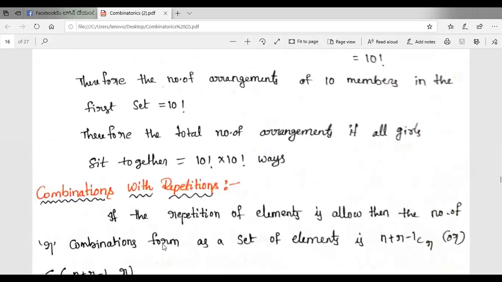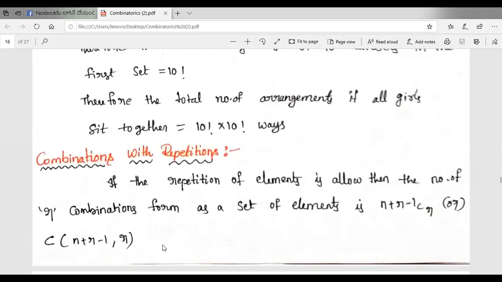Next, combinations with repetitions. If repetition of elements is allowed, then the number of R combinations formed from a set of n elements is n plus R minus 1 C R, or C of n plus R minus 1 comma R. So the formula for combinations with repetitions is n plus R minus 1 C R.